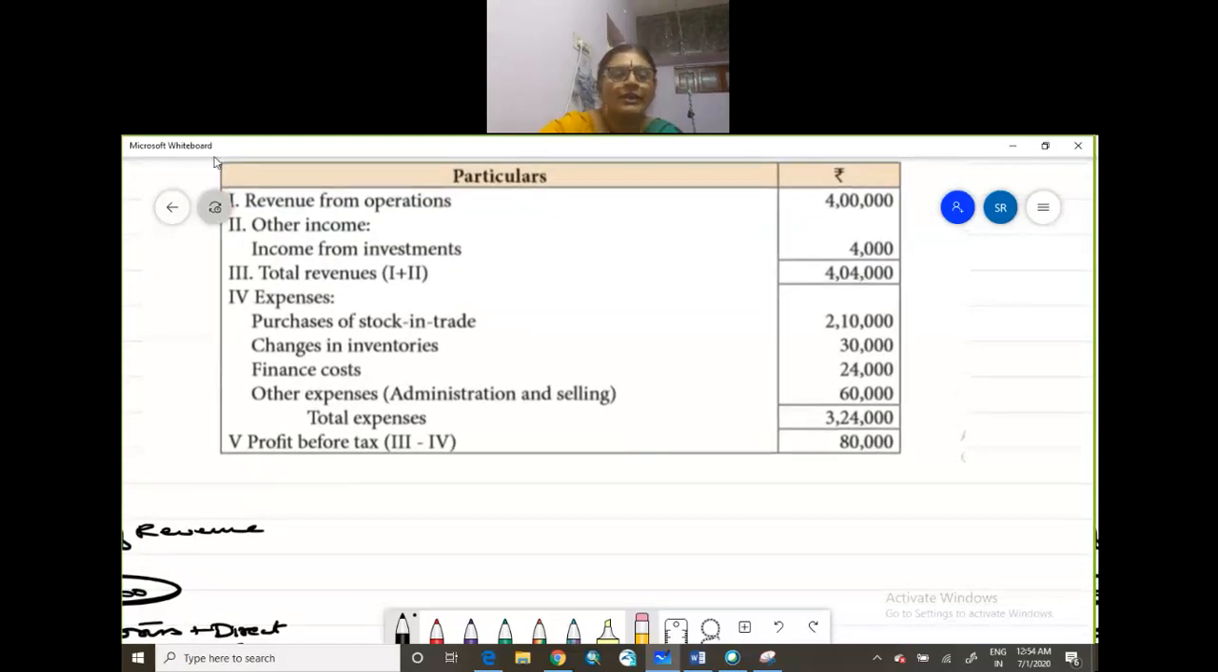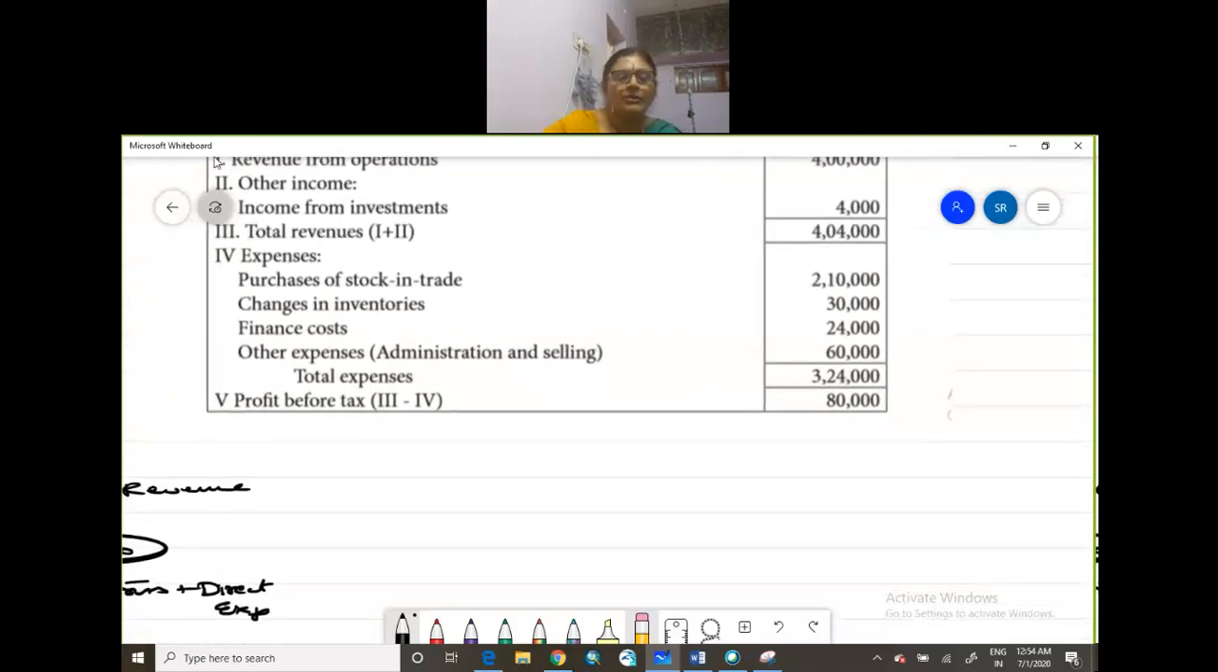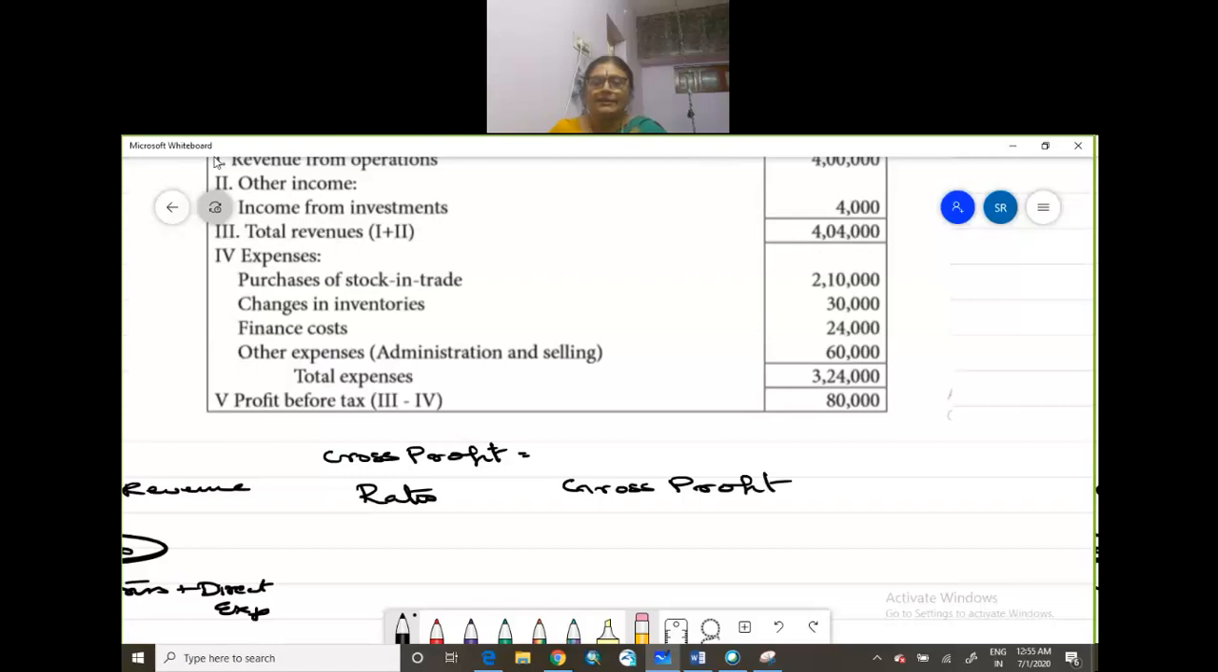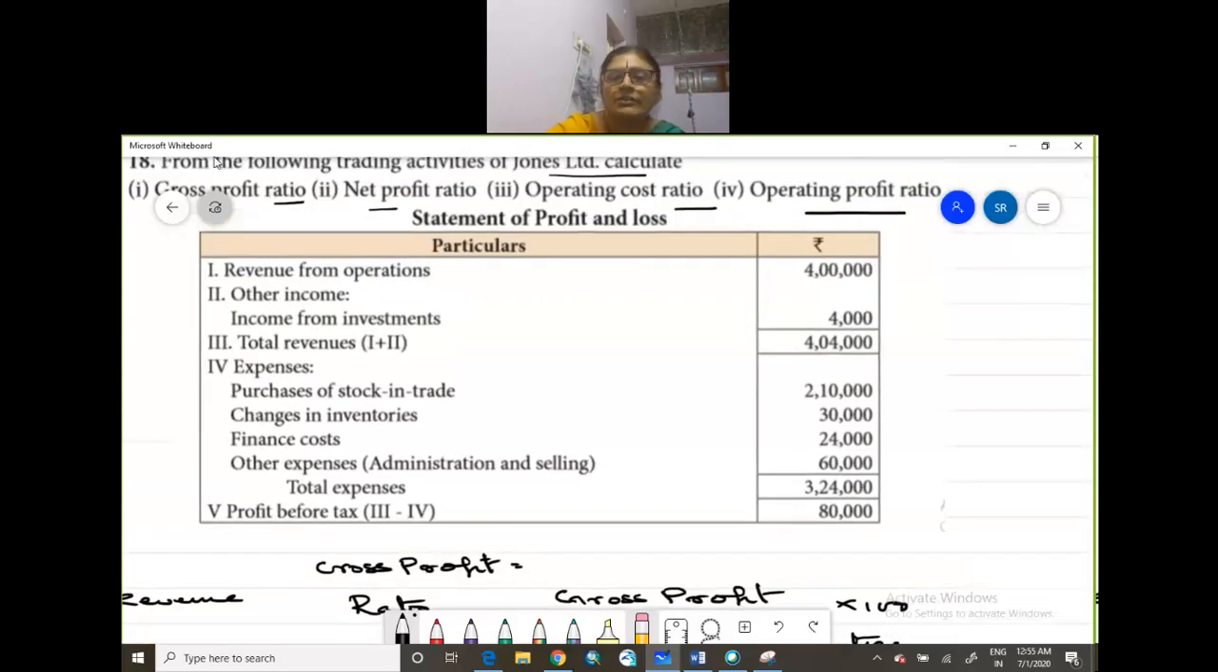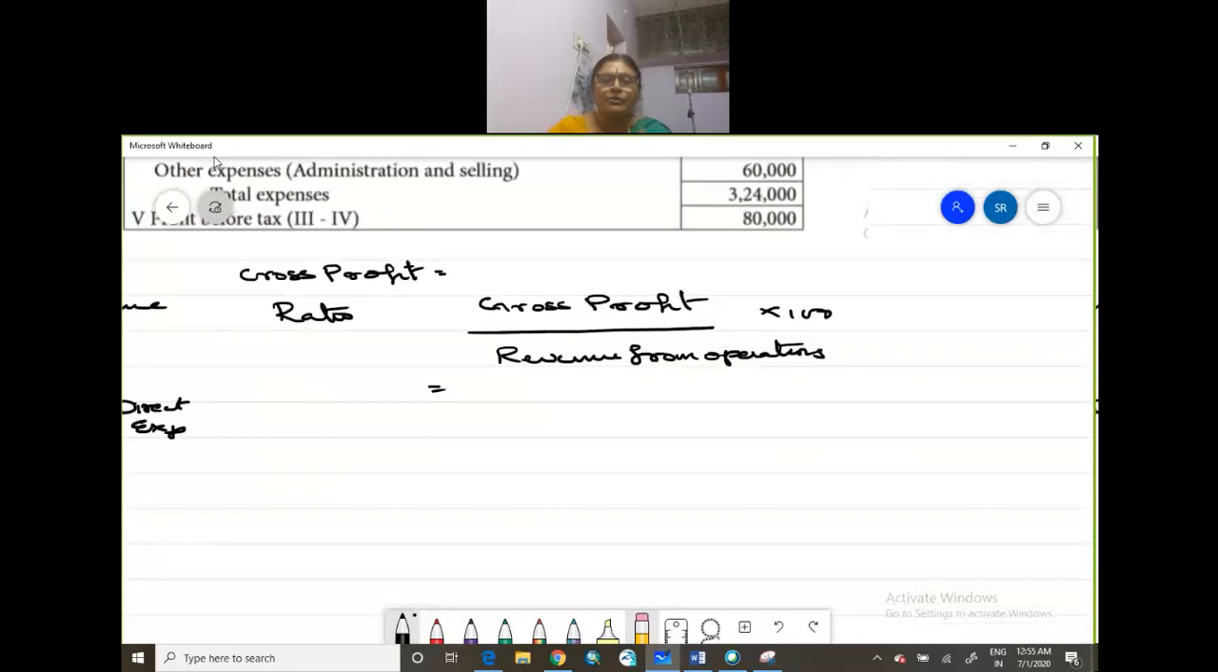So first thing you have to find out is your gross profit ratio. Now how to find out the gross profit ratio? Gross profit ratio is equal to gross profit divided by revenue from operations into 100. Revenue from operations they have given you: 4 lakhs. So let us enter that first. Revenue from operations 4 lakhs into 100.